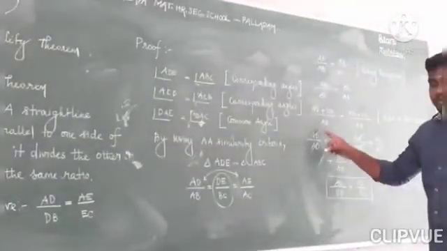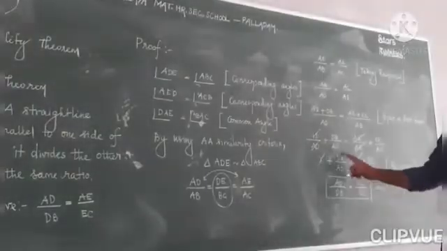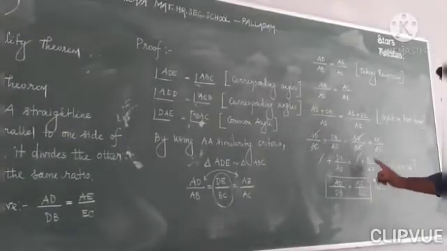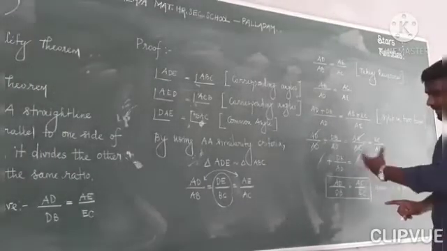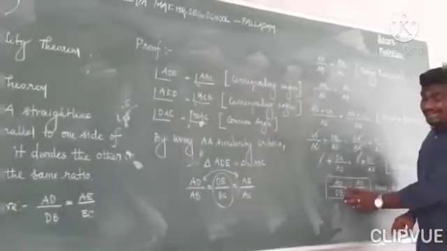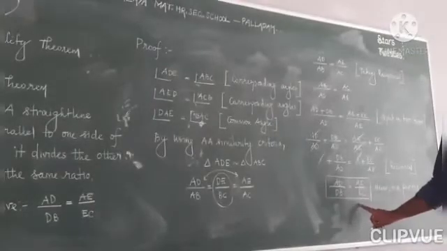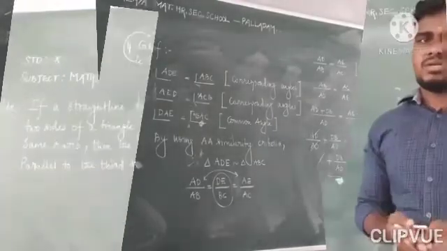This one can be cancelled. So finally we get DB by AD equal to EC by AE. If you write this in reciprocal form, you can get the result: AD by DB equal to AE by EC. Okay, so hence the basic proportionality theorem is proved.